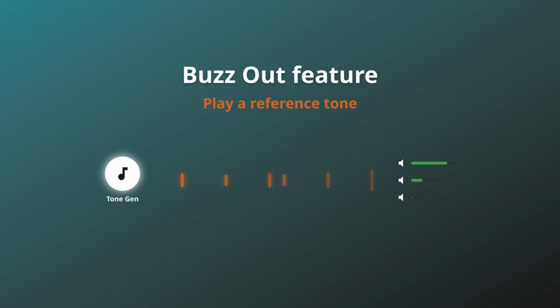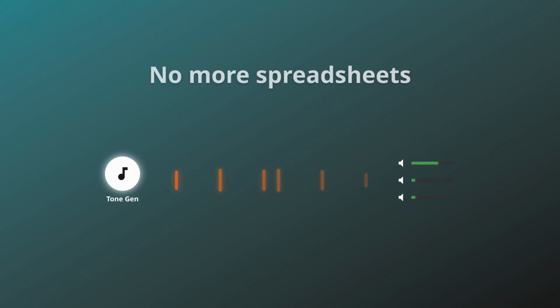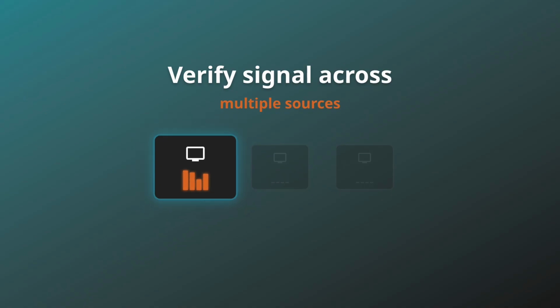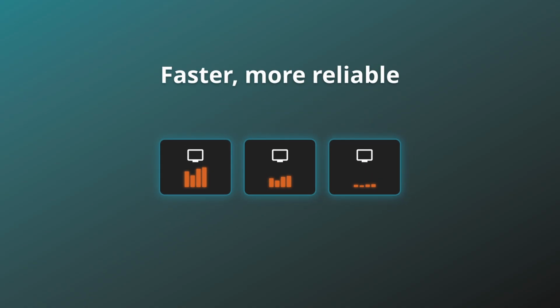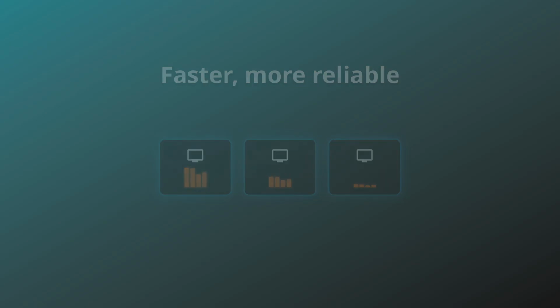The buzz-out feature removes the need to cross-reference large spreadsheets. Simply play a reference tone on your audio source. Nipper shows you exactly where that signal is expected to appear. Even across multiple video sources, this makes verification faster and far more reliable.